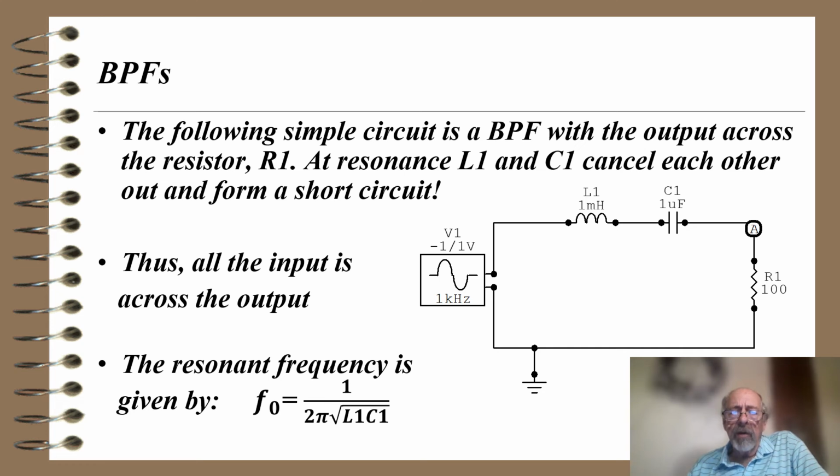What frequency does that occur at? The resonant frequency is given by this equation that says f naught is equal to 1 divided by 2 pi times the square root of, in this case, L1 times C1. If they're just L and C, we'd call it the square root of LC.